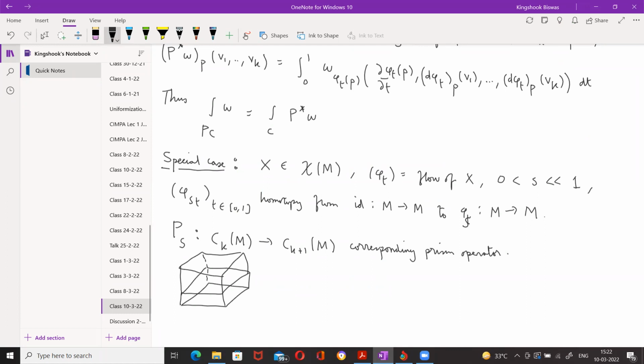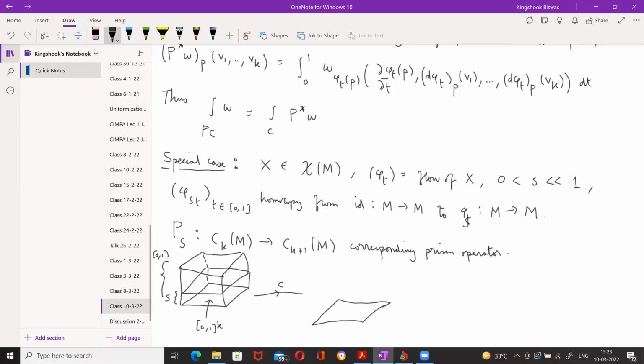All right. So you can see the picture. Yes. So I have C here, which is a singular k-cube. So this bottom here is 0,1 to the k. This top is the interval 0,1. This little distance here is s.